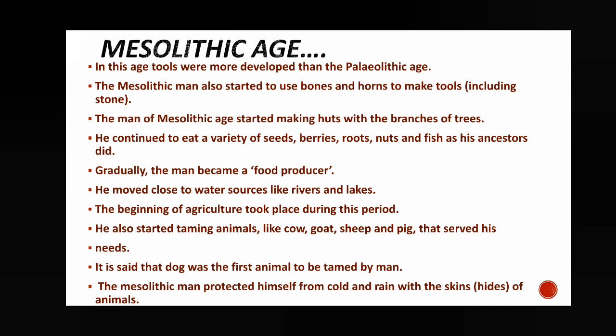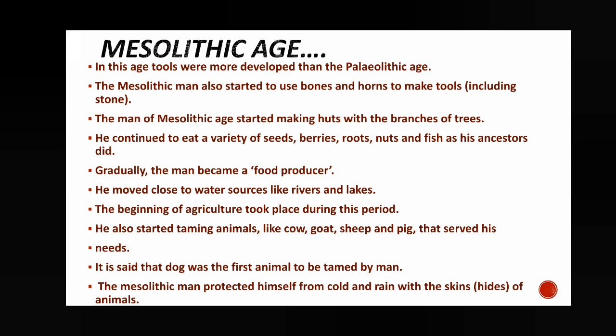In Paleolithic age, I told they were hunters and food gatherers. But here, the Mesolithic man became a food producer. So food gatherer, food producer. What is the difference? Gatherer means that it is already present in the nature's storehouse. You are going and collecting, then you are eating and using it for your daily life.